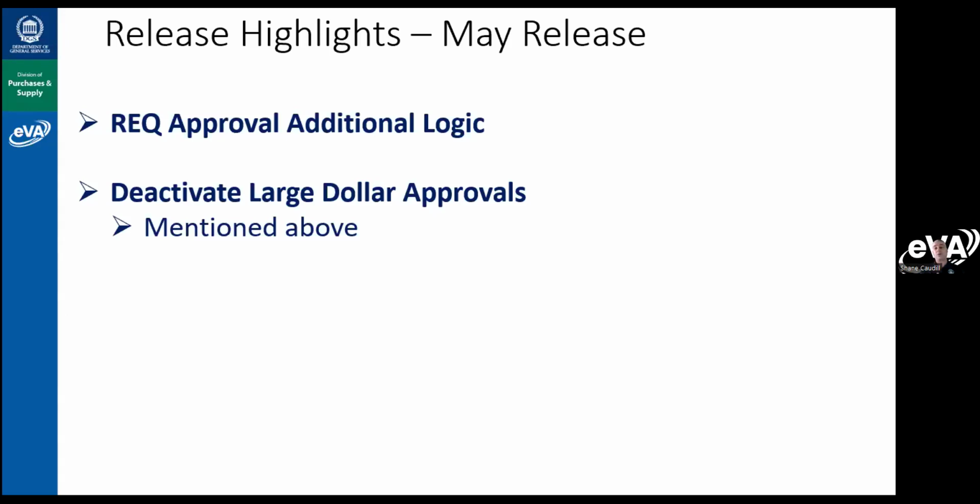And then again, worth repeating here, the deactivation of those large dollar approvals, which I talked about earlier. That's going to be happening the night of the 30th. So on the 31st, any requisition generated and submitted after the night of the 30th, those large dollar approvals will not be firing. They're just going to automatically slide through there. So again, more to come on that from a communication perspective. One last communication before we go live. So that's kind of our release highlights.